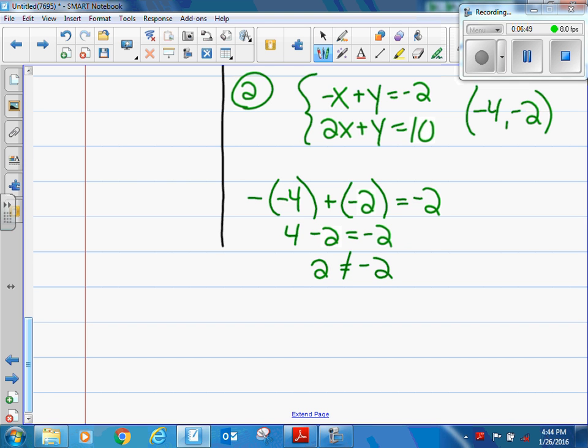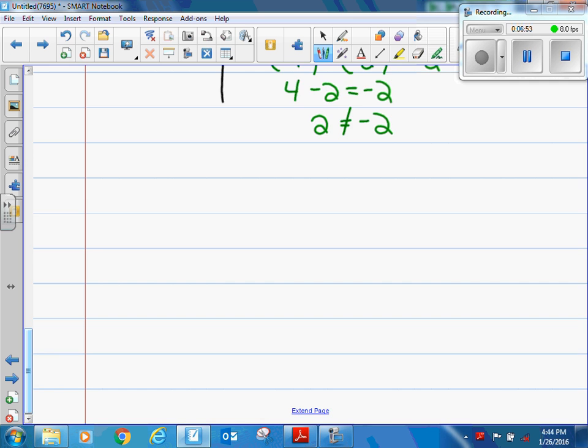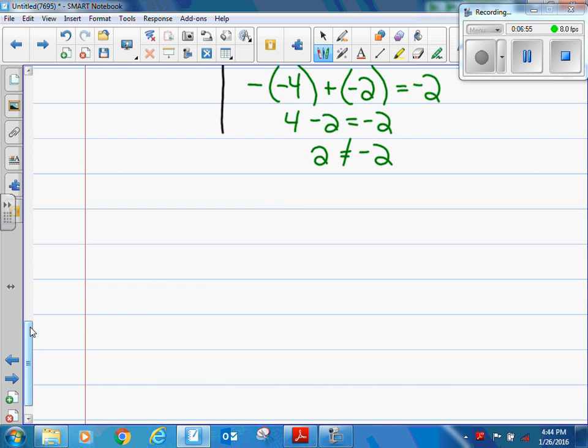So this is not the case. And since one does not work, then we can automatically say that no, it is not a solution. So we have to be careful. If we're proving that it is the solution, we have got to test both equations. If we're just saying it's not and one fails, then it fails for the whole system. All right, so let's look at the steps for graphing these.